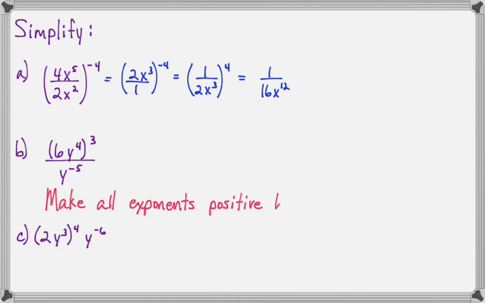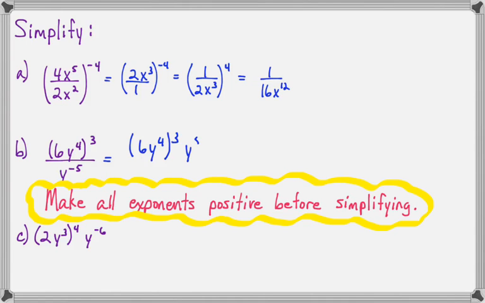Now in part B, you see that I have a negative exponent in the denominator. So I would never start on a problem while I can see negative exponents. I want to make them all positive before I start. So I'm going to move this y to the negative 5th up into the top where it can be positive. Now of course that gets rid of my denominator, but that's perfectly okay.